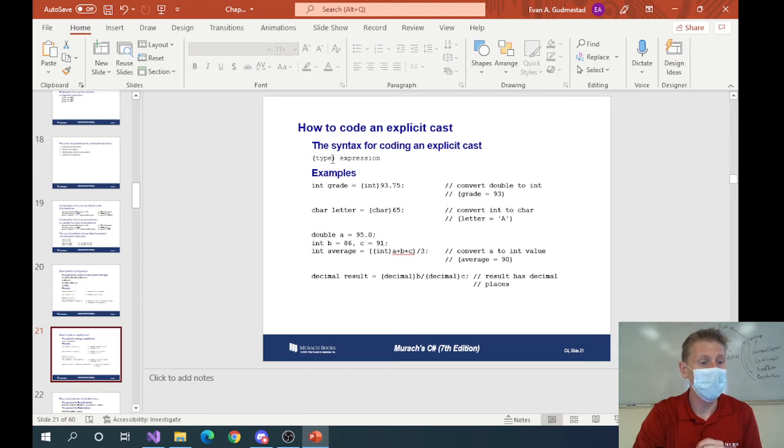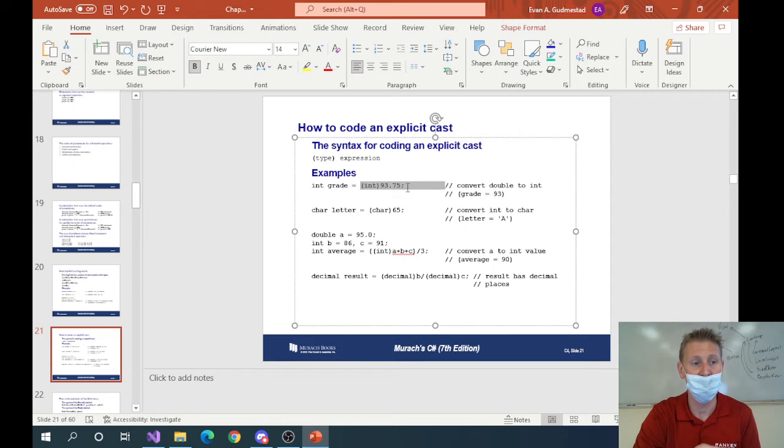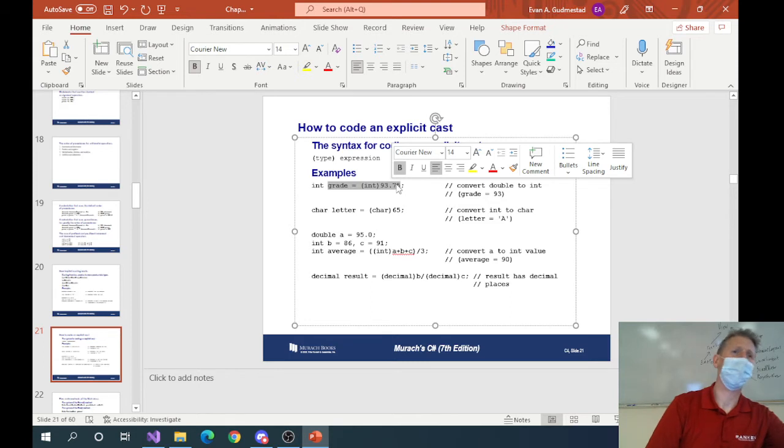Again, another way to do an explicit cast is by putting the data type in front of the number. So like here, we're going to basically chop off the 70.75, and the grade is going to be 93. Someone in the class did that the other day. They're like, well, in your grade book, you just get a 93. You don't get a 93.75. You just get a solid grade.